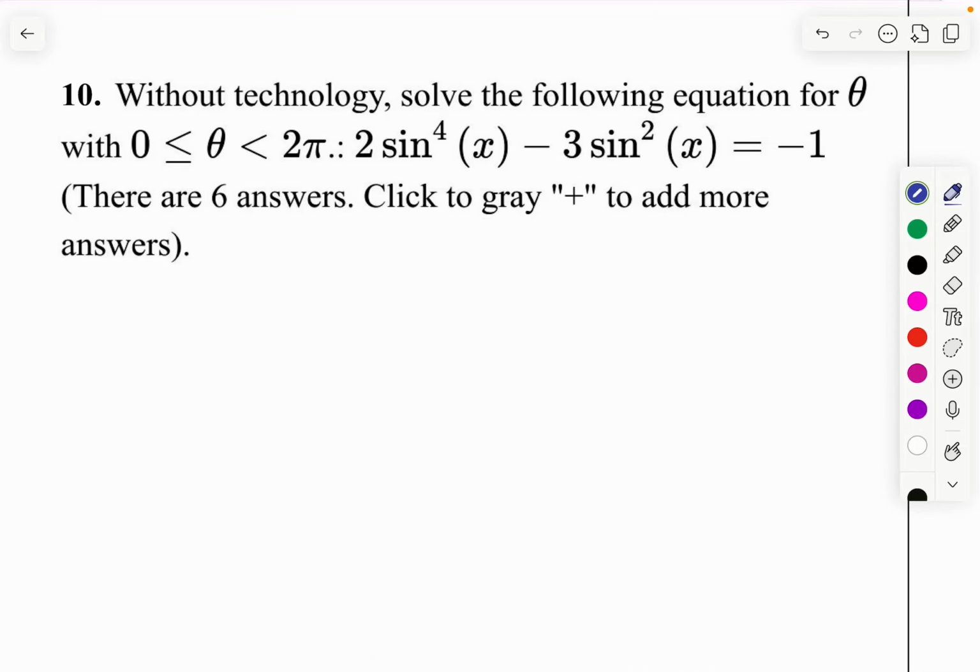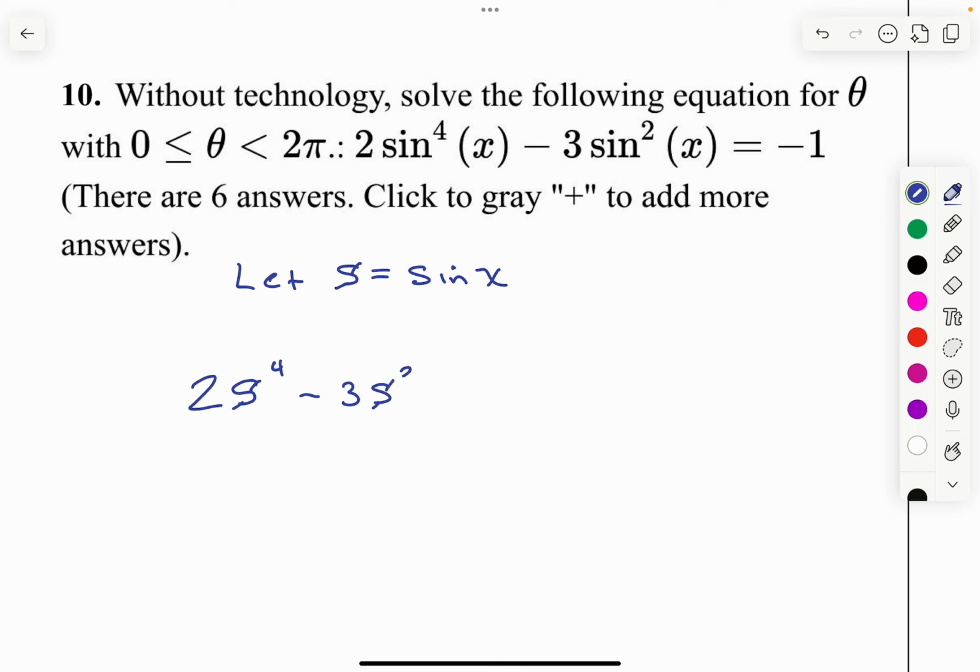Okay, this says without technology, solve the following equation for theta on the interval 0 to 2 pi. And you've got 2 sine to the fourth minus 3 sine squared equals -1. So first, we're going to have to do algebra before we do the trigonometry. So let's just say that S is our stand-in for sine. I'm going to add 1 to both sides right away.